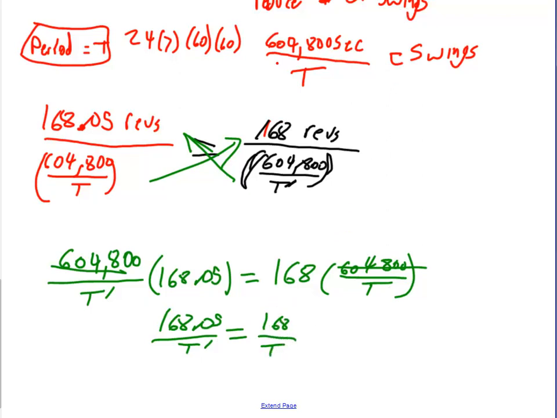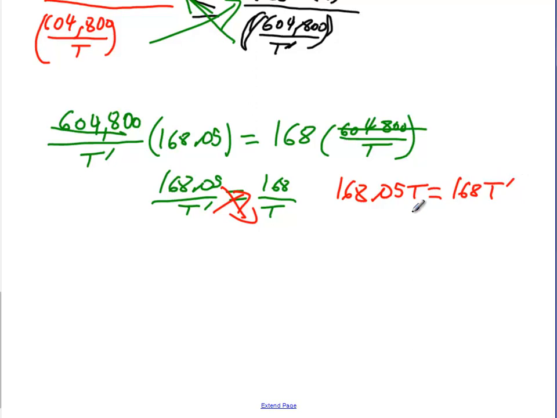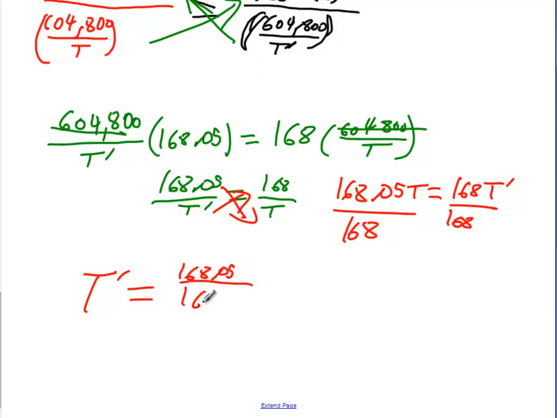So I can cross multiply one more time. Cross, cross, and I get 168.05 T equals 168 T prime. Since I want to actually find T prime, I divide by 168, divide by 168, and I see that T prime equals 168.05 divided by 168 times T.